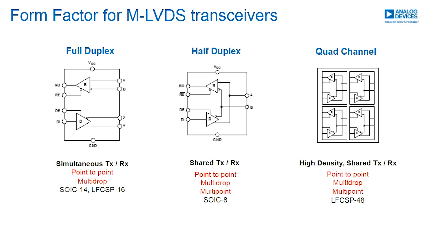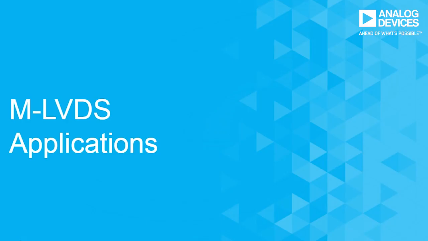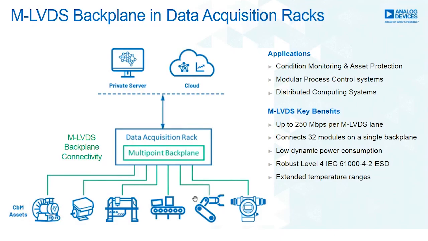We will now look at some of the common applications for the M-LVDS transceiver and the M-LVDS physical layer. As discussed, M-LVDS transceivers have characteristics that are well suited for use in backplanes. This makes them an ideal choice for connectivity within a data acquisition rack. In these racks, sensing, actuation, and communication functions are done via various I/O module cards. The modular backplane architecture leads to a scalable and efficient process control system.